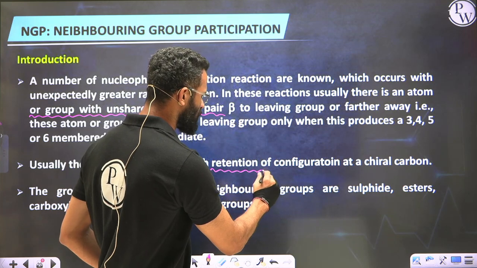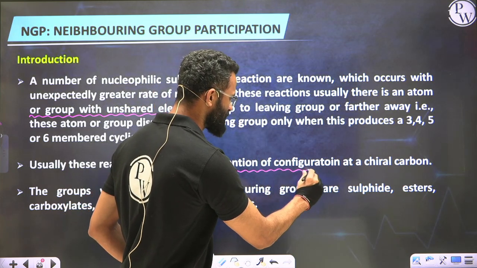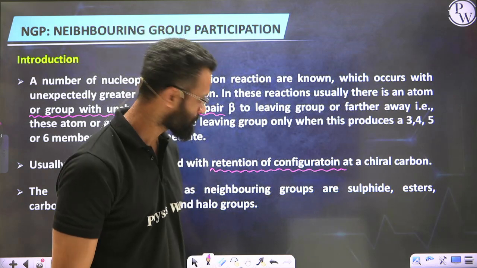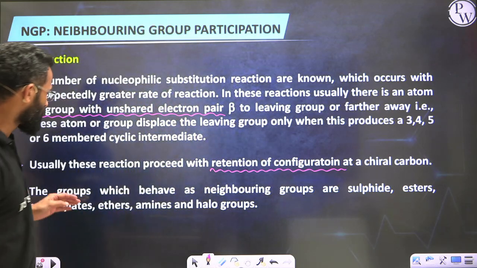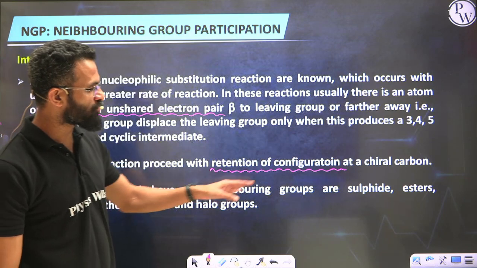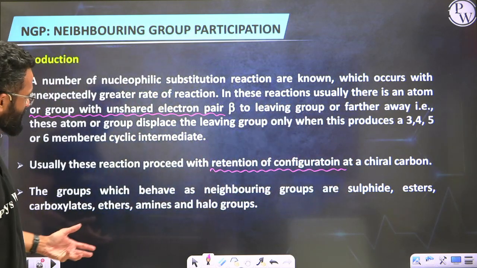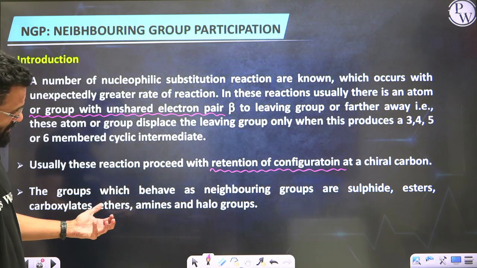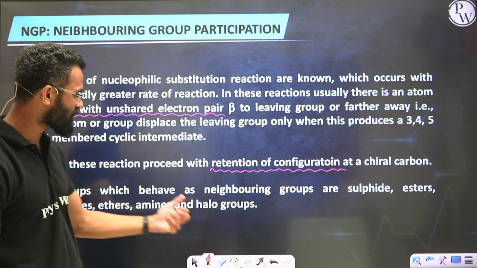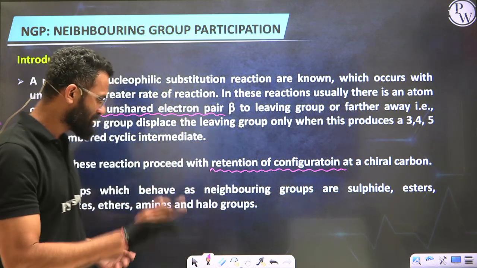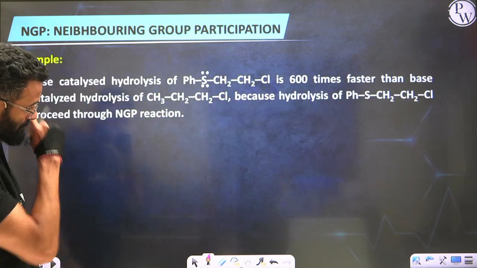Guys, as of now we are just getting introduced. When we see the actual reaction mechanism, we will understand what exactly they are trying to say. The groups which behave as neighboring groups are the sulfide group, ester group, carboxylate, ethers, thioethers, amine nitrogen, or even a halogen atom. Well, whatever we have said, to understand that, let me just take one example.